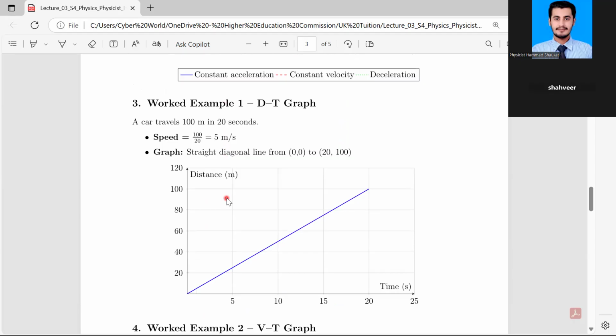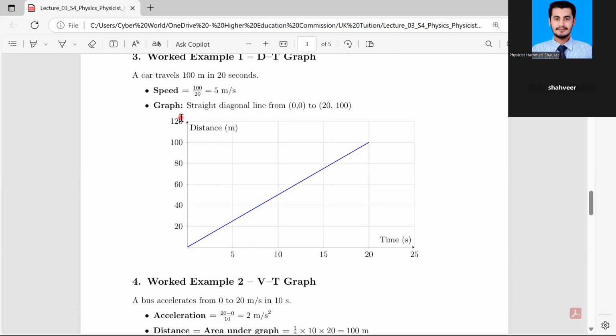So let's suppose your car travels a distance of 100 meters in 20 seconds. Can you calculate the speed? Distance is given, time is also given. They're asking you to find the value of speed. 5 meters per second. Yes, just divide your distance, which is 100, over time, which is 20, and you will get your speed. And the unit of speed is similar to velocity, which is meter per second.